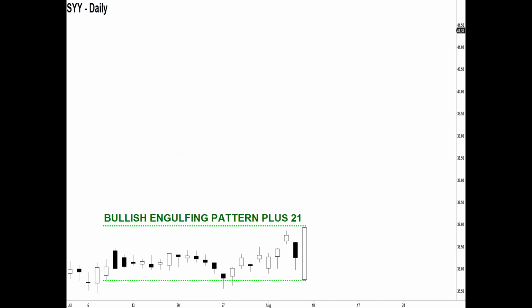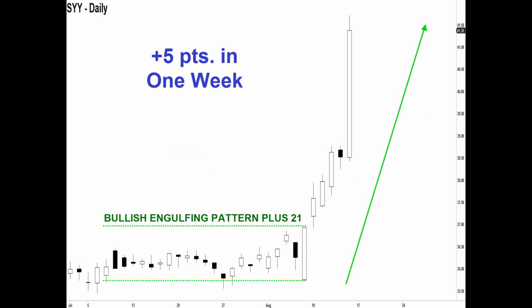So this is telling us that we have a very high level of consistency that we are going to be going up. And on the very next bar, guess what? We go up 5 points in 1 week. Now, it doesn't tell you how strong the move is going to be. It's just telling you how consistent it is to take that trade. If you just have a standard bearish or bullish engulfing pattern, there isn't a lot of consistency there. But if you have a bullish engulfing pattern plus 1 or more, you have much better consistency and a higher probability that that trade is going to work out.